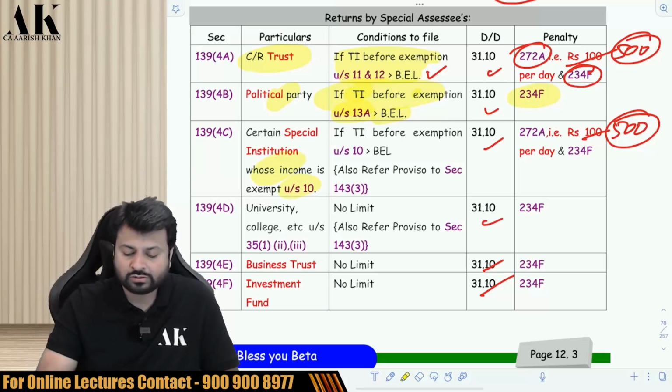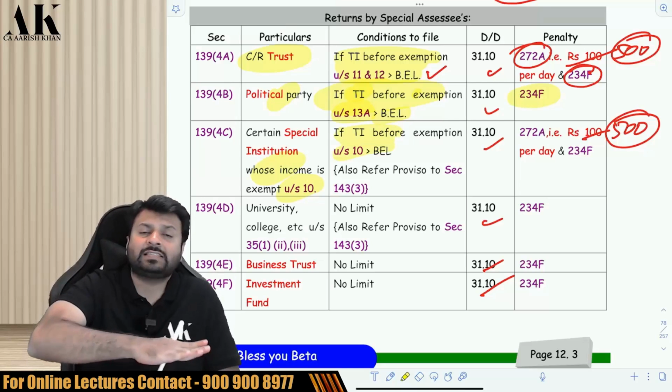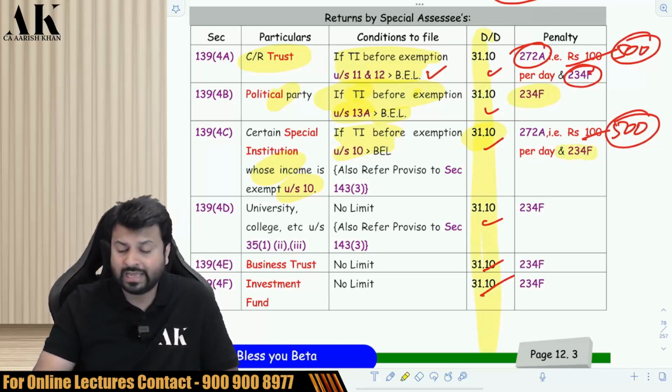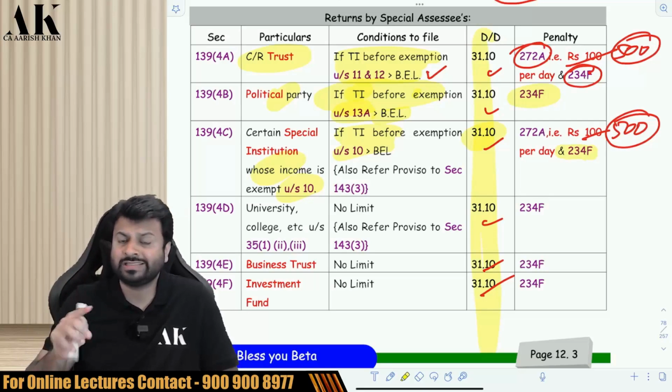Similarly, certain institutions whose income is exempt under section 10, again they have to check if their total income before giving the exemptions under section 10 is greater than the basic exemption limit. If yes, they are supposed to file the return in October. All of them are supposed to file the return in October. They are liable to pay fee of 234F, 5,000 or 1,000 or 500 rupees per day. Penalty also they are liable to pay.